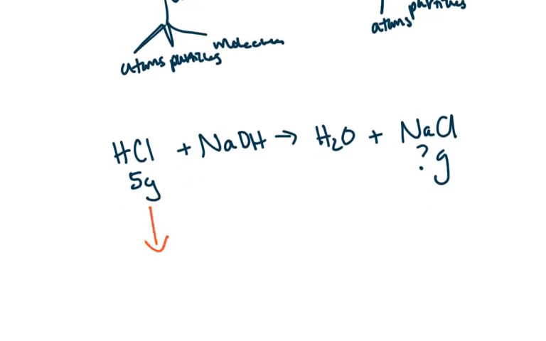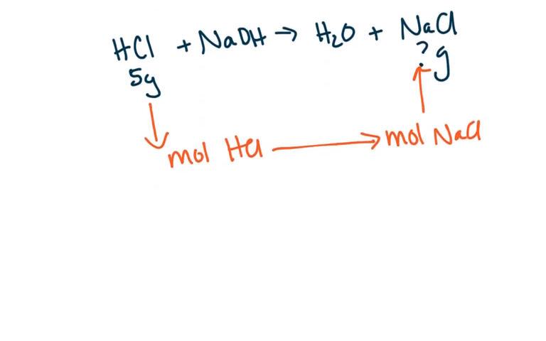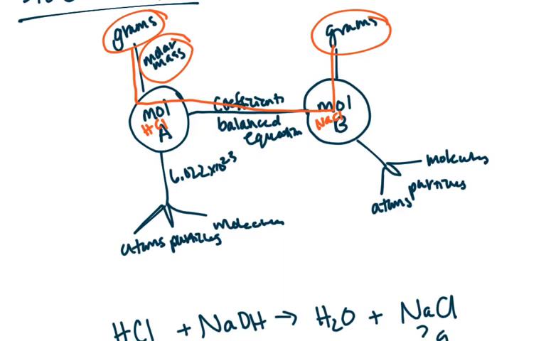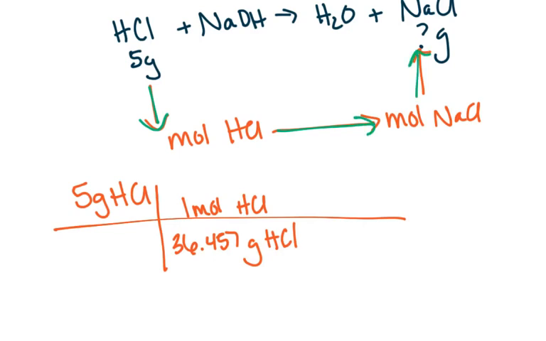So what I would do is first convert to moles of HCl, then convert to moles of NaCl, and then convert to grams of NaCl. So let's say I was going to do that, 5 grams of HCl. Again, when I go from grams to moles, I use molar mass. So the molar mass of hydrochloric acid is 36.457 grams to 1 mole. We put the grams on the bottom so that they cancel and the moles go on the top. This path that I drew here, from here to here to here, those 3 steps are going to be the top part of our conversion chart here.